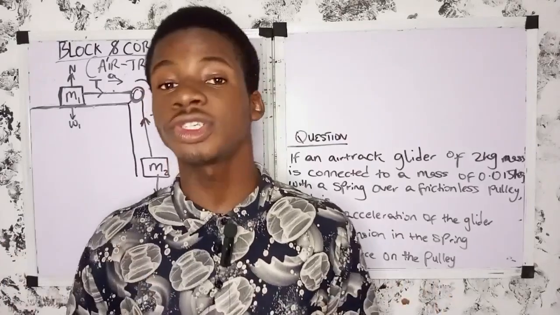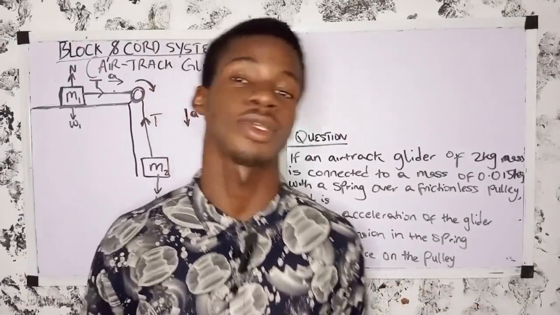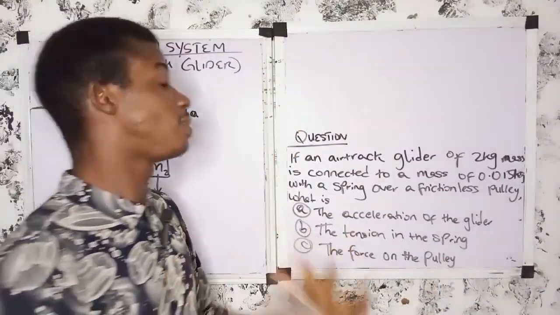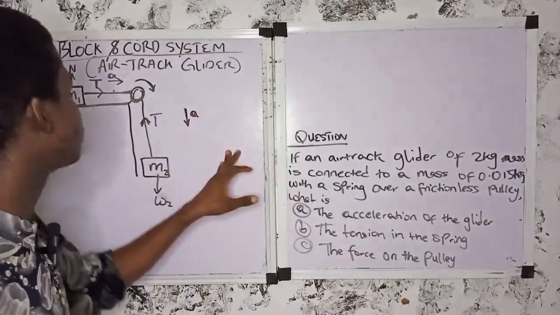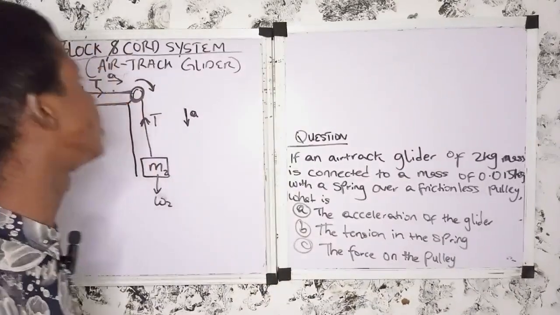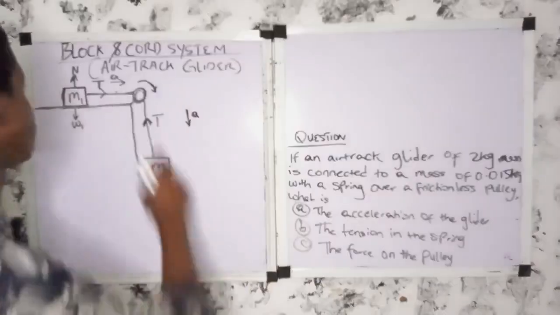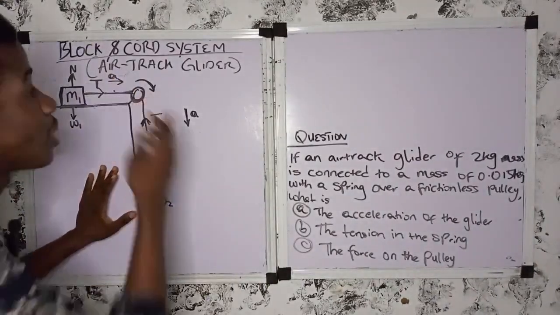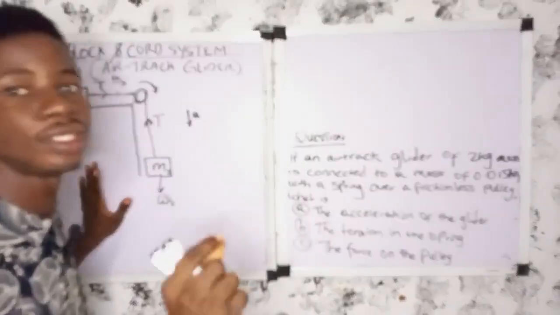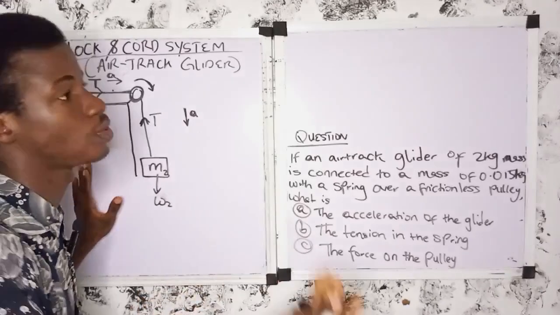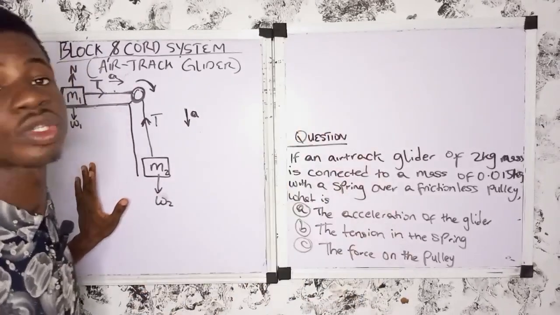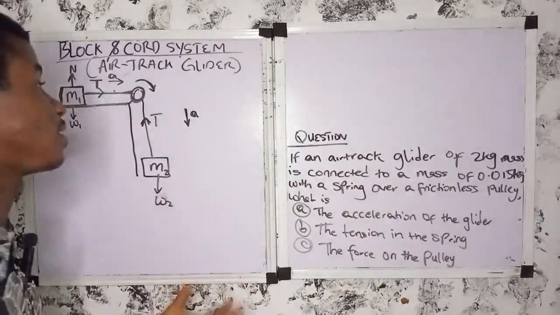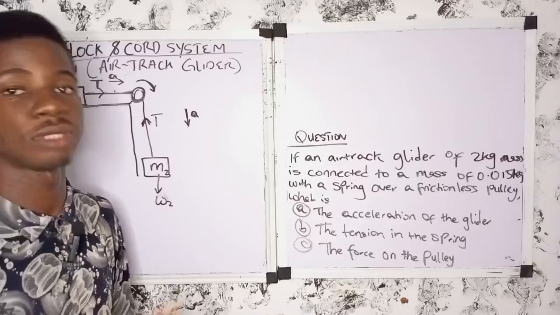All right, so as a continuation of our previous class under the applications of Newton's laws, there are several applications, and one of them is the block and cord system, which is also known as the air track glider. The block and cord system is similar to motions of connected particles, but they are different. The applications are different, but they have some similarities.